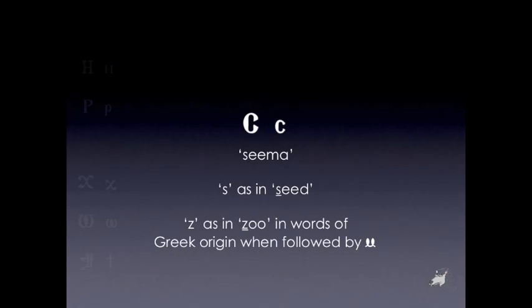It can also be pronounced like a Z as in zoo in words that are of Greek origin that are used in the Coptic language. We know that the Coptic language has borrowed some words from the Greek language, and especially when the sema is followed by a me, then it will take a Z sound in these Greek origin words.